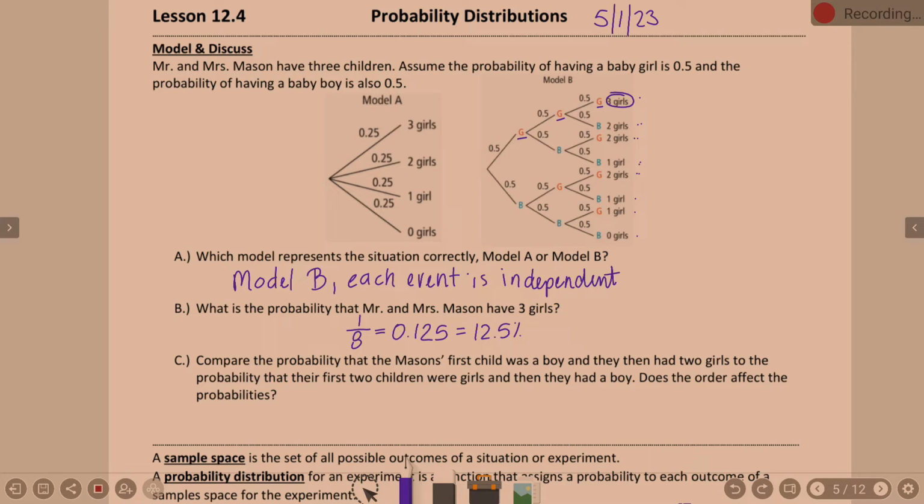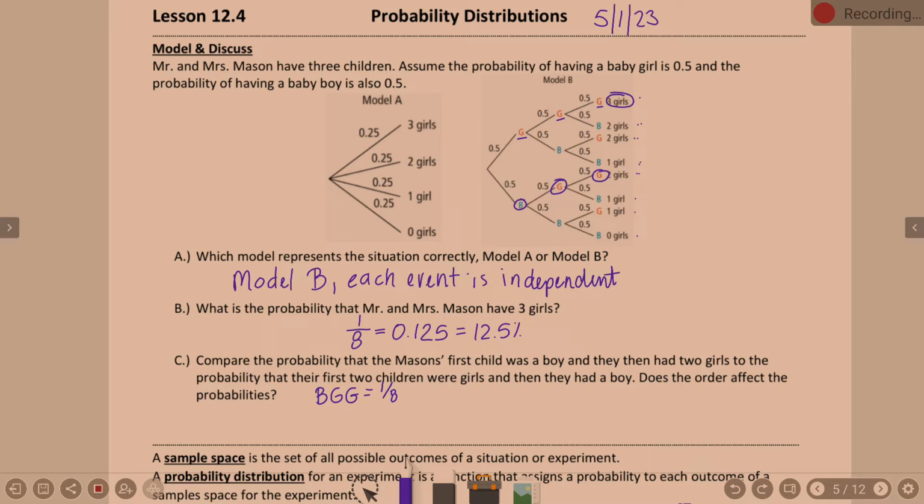And then C. Compare the probability that the Masons' first child was a boy and they then had 2 girls to the probability that their first 2 children were girls and then they had a boy. Does the order affect the probability? No. So what's the first one through? First child was a boy, and then they had 2 girls. How many times does that happen if we start looking up here? So boy, girl, girl. How many paths could I follow there and get that option? Just one path. So 1/8. Compared to, what's the other one?